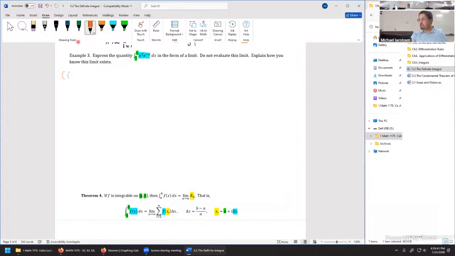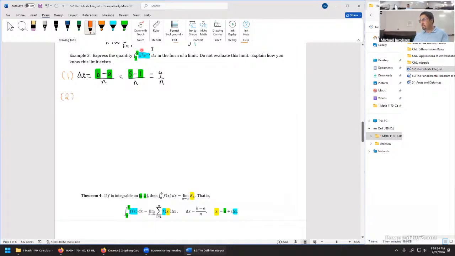This is the trickier direction. Step 1 is calculate delta x. So delta x is b minus a over n. But what's new this time is we don't have a value for n because when we go to write it as a limit, n is changing, n is going off to infinity. So we can't put a definite number there. Nonetheless, the a and the b come from the lower and upper limits of integration. So this is just 5 minus 1 divided by n, which means this becomes 4 over n. So we've got delta x. I would consider that to be a strong step 1.